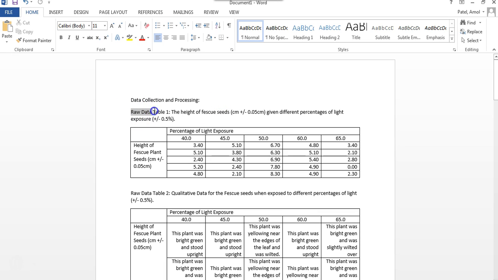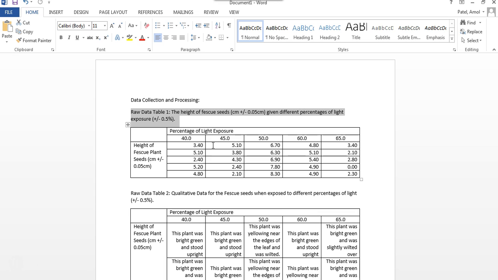So here I've got some labels in a very specific manner. I want you to be able to model that with your own data. This is raw data table 1, the height of fescue seeds measured in centimeters plus or minus 0.05 centimeters. That plus or minus 0.05 centimeters is my uncertainty. And whenever I have a value, if I don't have the unit and uncertainty, then it's not complete and you're going to run into problems because you're not fully communicating something.